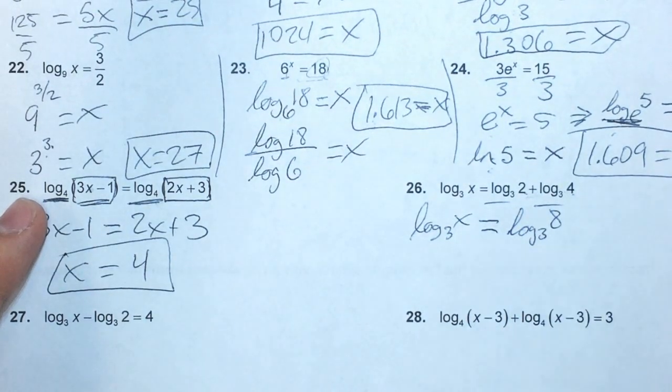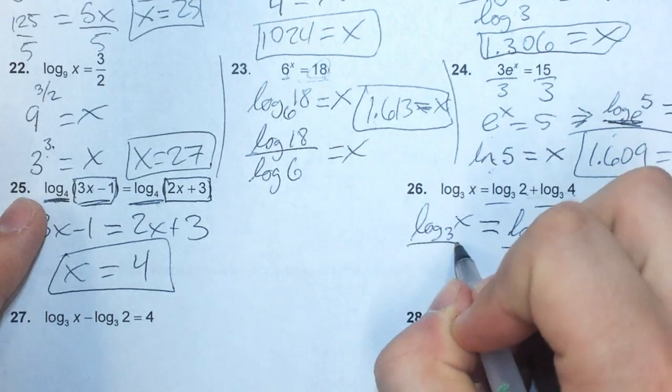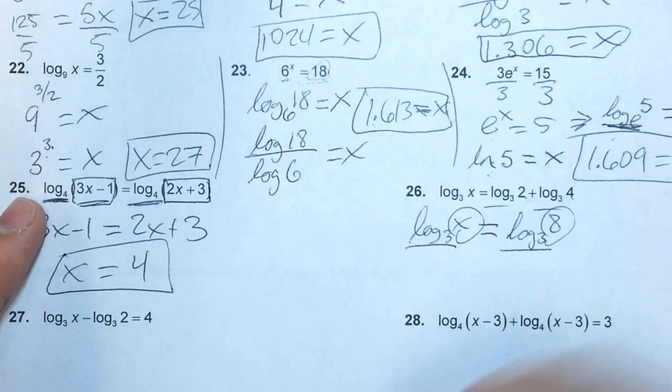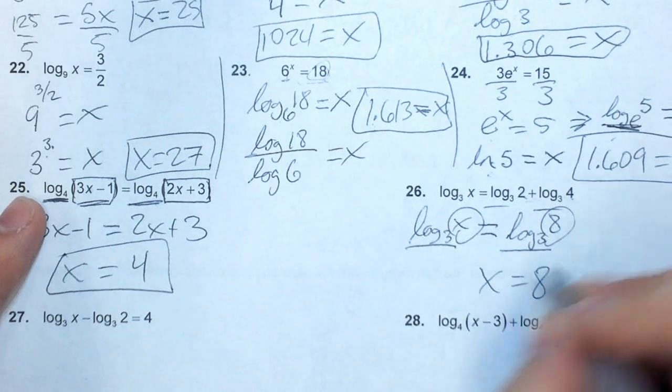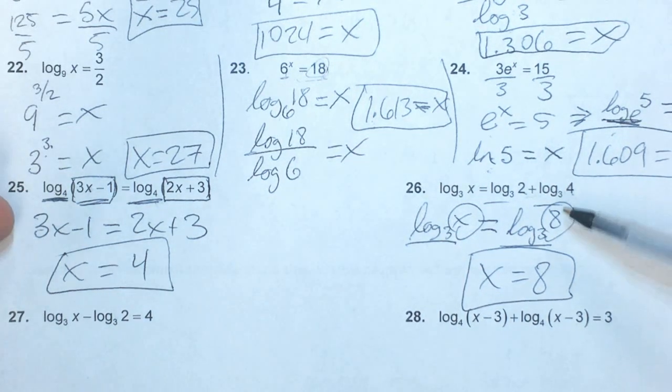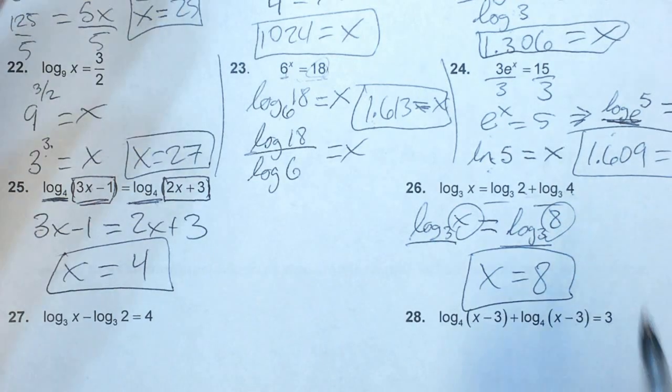Okay, now that I only have one log base 3 on each side, can I set these two equal to each other? So x equals 8. That was really easy. No simplifying needed on that one. Okay, so that one was a little easier. Okay, so that's the strategy for ones where you got logs on both sides.